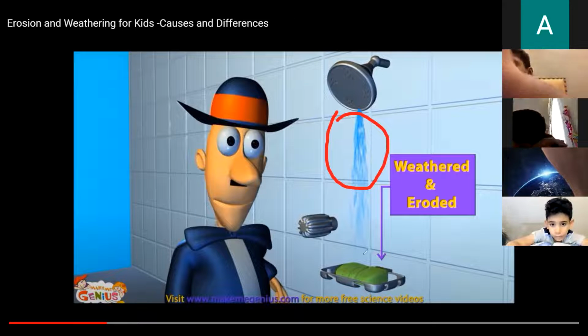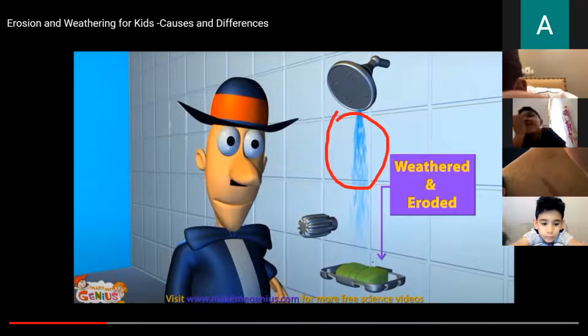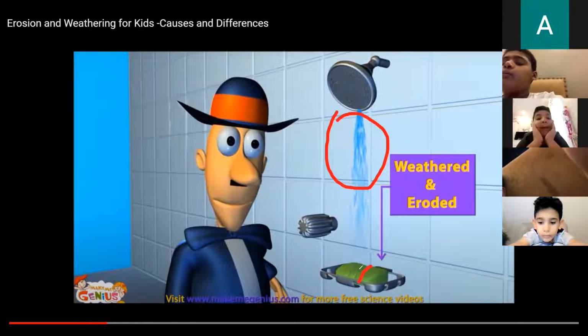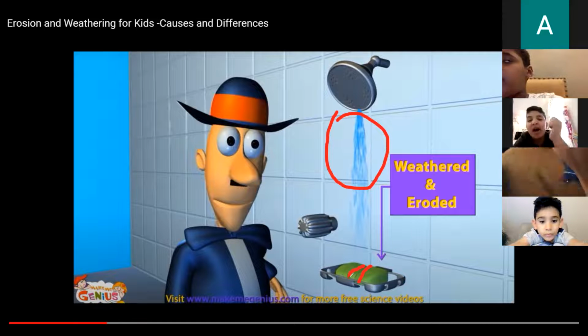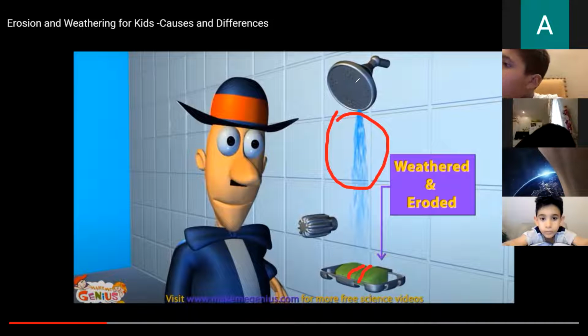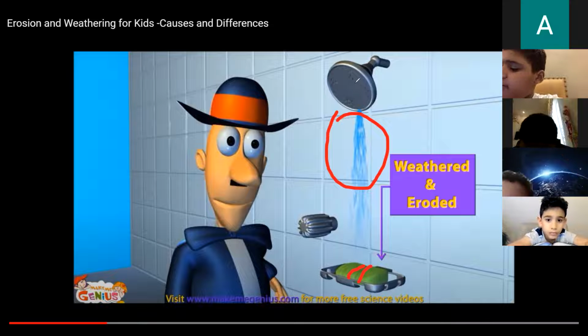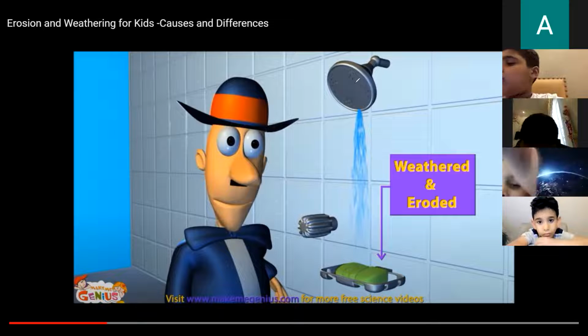When the water keeps falling on the soap, first of all, the soap will start to crack and then it will break into pieces. After that, it will be smaller and smaller because the water will erode the soap and will move it from one place to another. Very good.